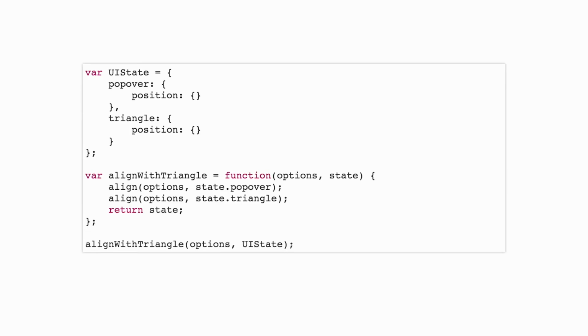But as you can see in this example, all we have to do is call the align function twice on different states. And we get our result state back again, which we can yet again modify as we wish. And this is a function that you can compose and reorder in any way with any other component.